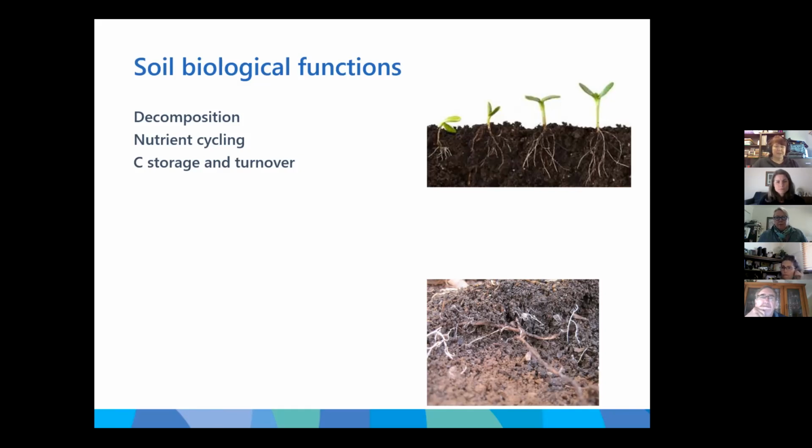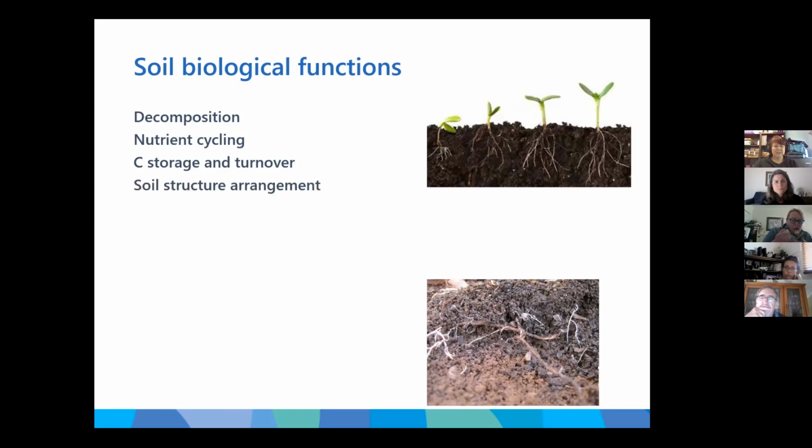And in this process, there is carbon storage and turnover. Some of those processes create a very stable form of carbon that is stored and very hard to decompose. Other carbon is very easy to decompose, and it drives and fuels that cycle because the organic matter is the food for these microbes. I'll go into that a bit further on in the next few slides.